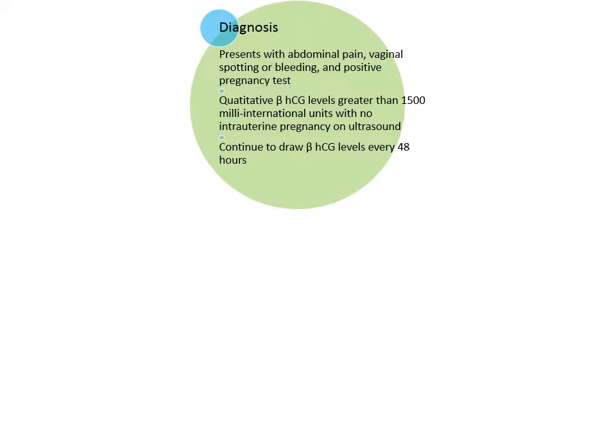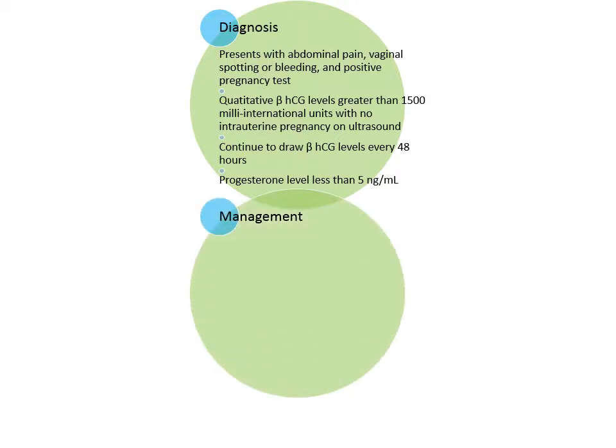Beta HCG levels will be drawn every 48 hours to determine viability. Progesterone levels may be checked. A progesterone level of greater than 25 nanograms per milliliter rules out ectopic. A level less than 5 nanograms per milliliter suggests ectopic or abnormal intrauterine pregnancy. Management may be either medical or surgical.